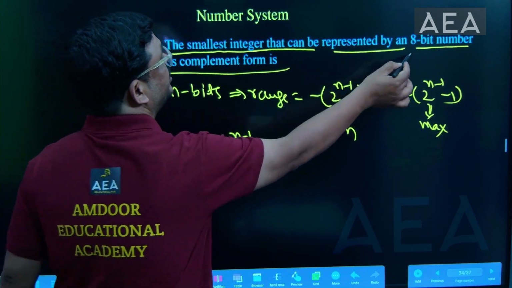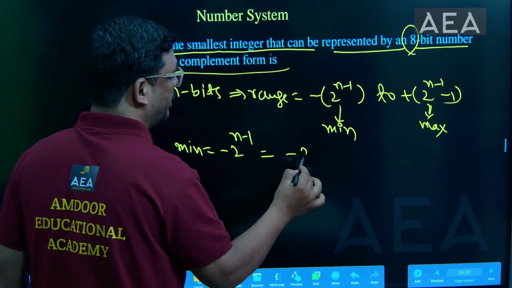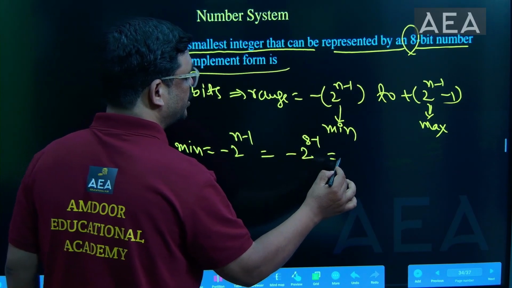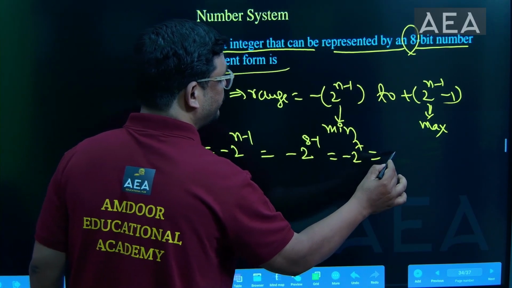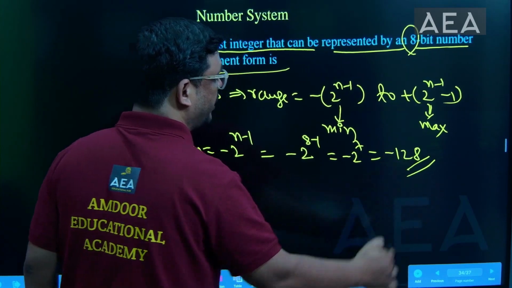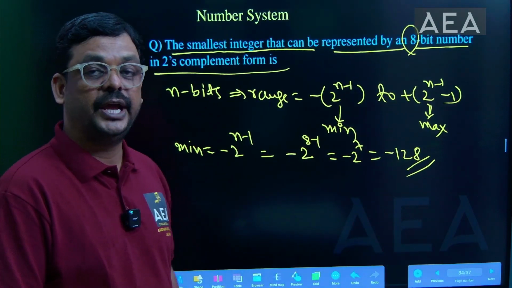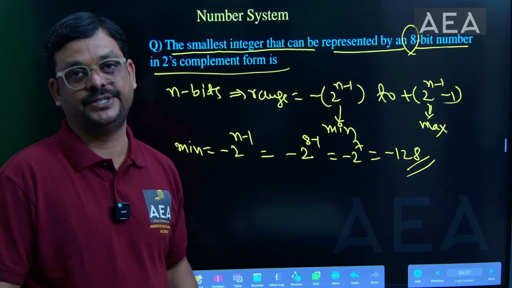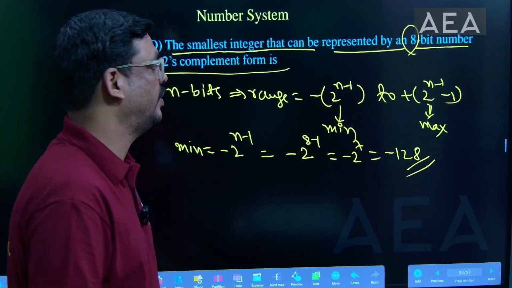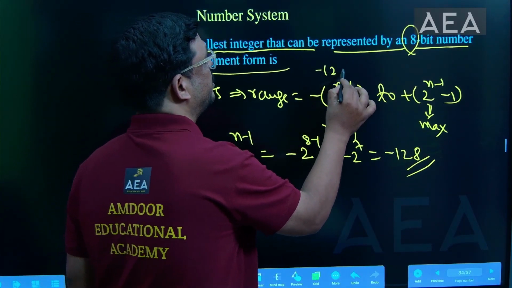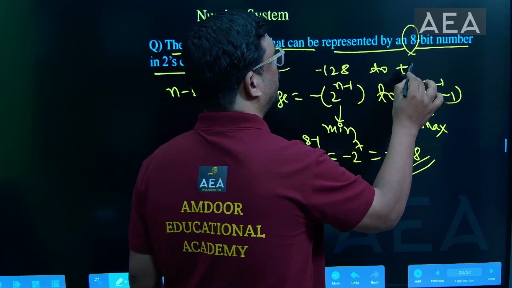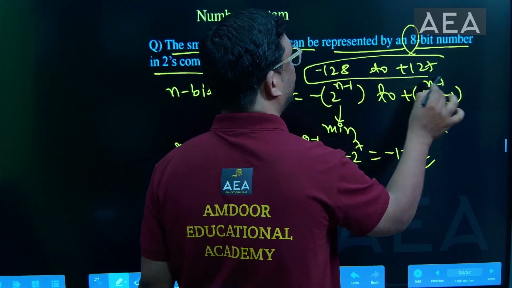Here n is equal to 8. Substitute that: minus 2 to the power of 8 minus 1, so that is minus 2 to the power of 7. Then the minimum possible number is minus 128 using 8 bits. The maximum possible number is plus 127. The range of the number system is minus 128 to plus 127.